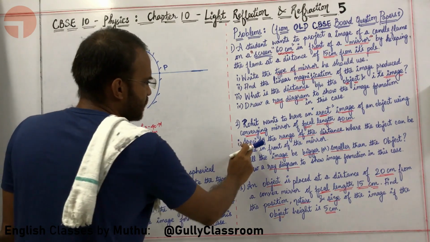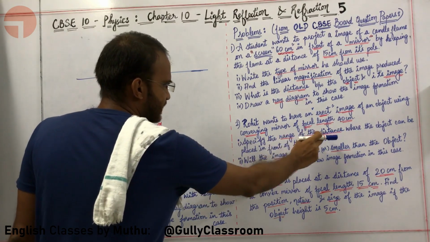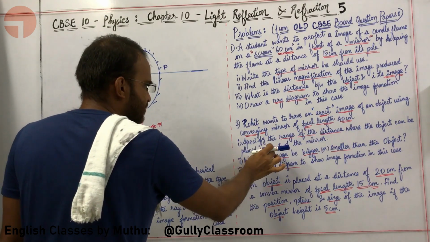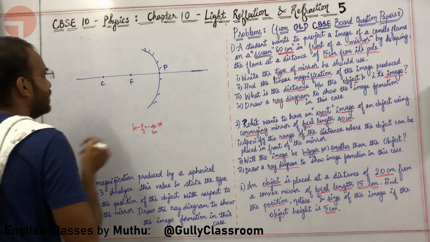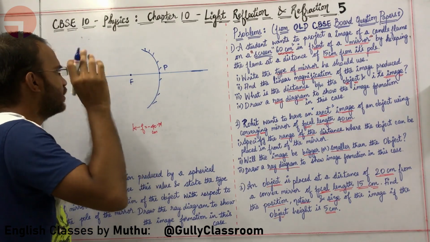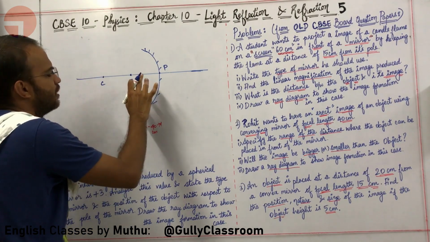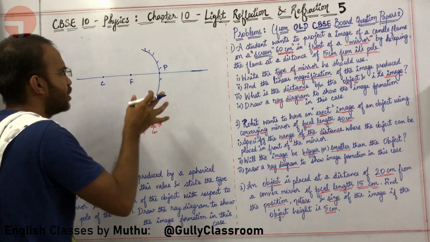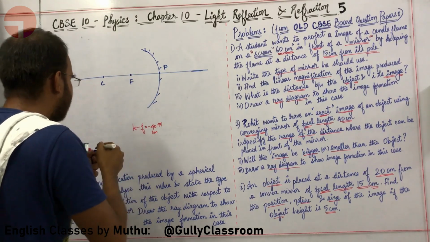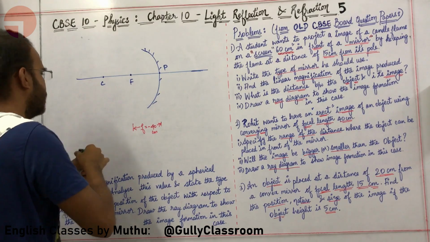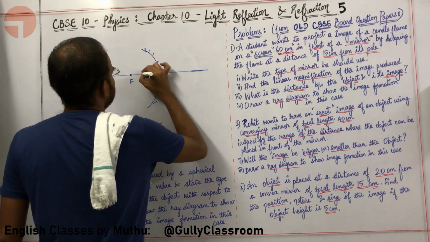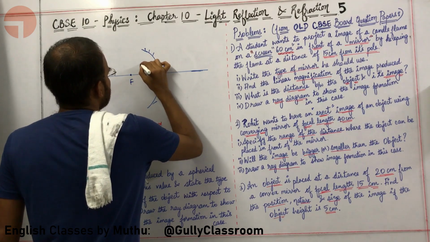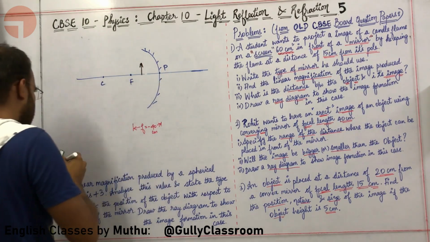What next? Specify the range of the distance where the object can be placed in front of the mirror for an erect image. Okay, so recall everything. Where do I need to place the object in order to get a virtual image? I need to place the object between principal focus and pole. Sir, what will happen between principal focus and pole?